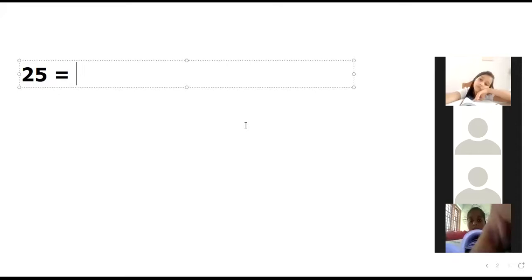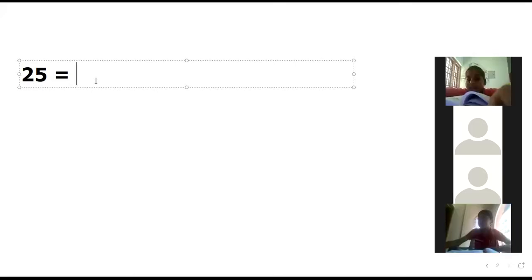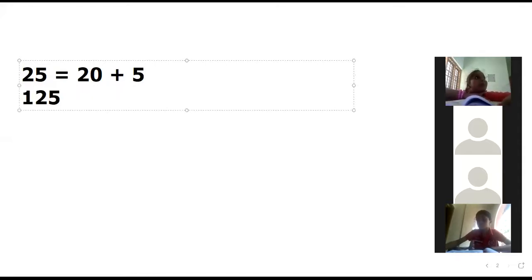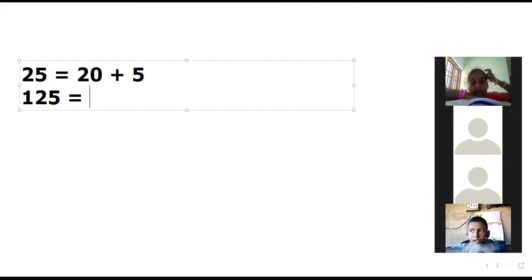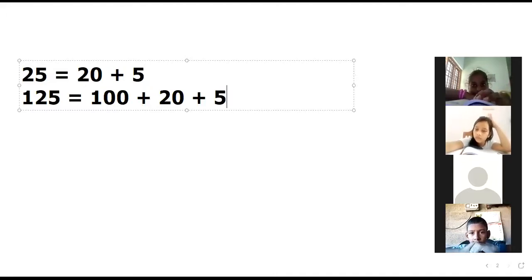And what is the expanded form of 25? Do you know that? No, it's okay. The expanded form of 25 is 20 plus 5. Do you remember that? This form of expansion is 20 plus 5. Then what about 125? The expanded form of 125 is this number is got by adding 100 plus 20 plus 5. This is the expanded form of numbers. Right?